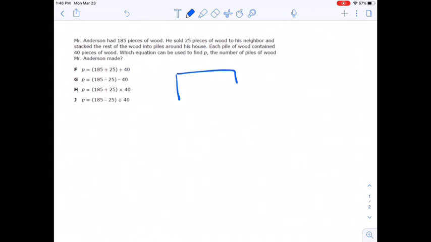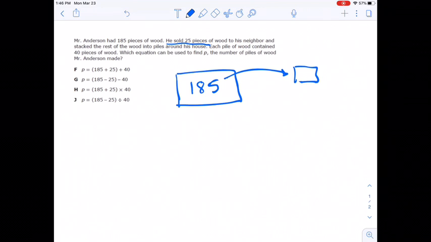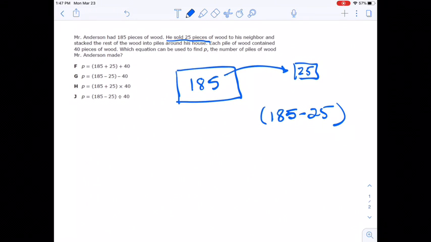So let's start with, here's his pile of wood. And how much is in this pile? 185 pieces of wood. What happens next? He sold 25 pieces, so 25 pieces left. So what happened to this pile? It got smaller. So what equation would that look like? It would look like 185 minus these 25 pieces of wood that he sold. So we would have 185 minus 25. And what would that part tell us? That's right, that would tell us the rest of the wood that he stacked into piles.